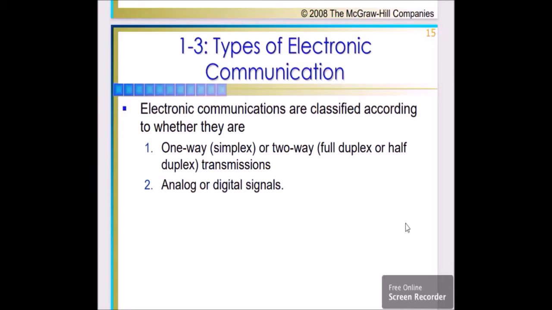Okay, so we have the so-called types of electronic communication. So, electronic communications are classified according to whether they are one-way or tawag natin dyan, simplex or two-way or duplex transmission. Meron din naman, pwede rin natin siya i-classify according to whether it is analog or digital. Okay. So, electronic communication again, pwede siya maklasify into analog or digital or into one-way or simplex or duplex, half duplex.